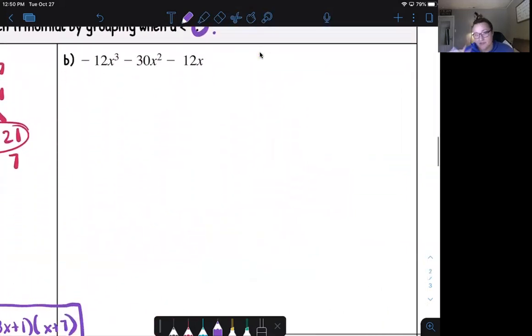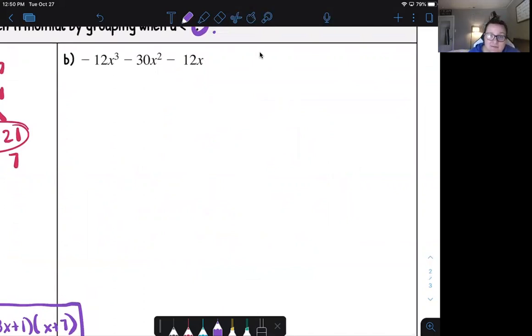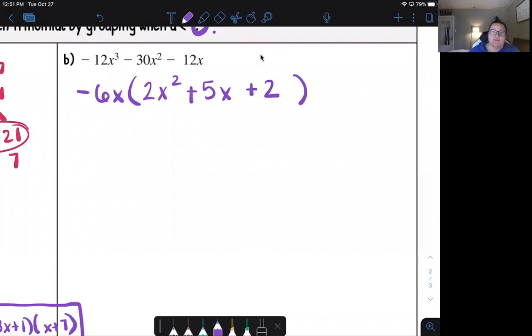So negative 12x cubed minus 30x squared minus 12x. Before we get very far, factor out the GCF of negative 12x cubed, negative 30x squared, and negative 12x. Go for it. So you should have negative 6x times 2x squared plus 5x plus 2. Now you're going to factor by grouping. So factor 2x squared plus 5x plus 2 by grouping.